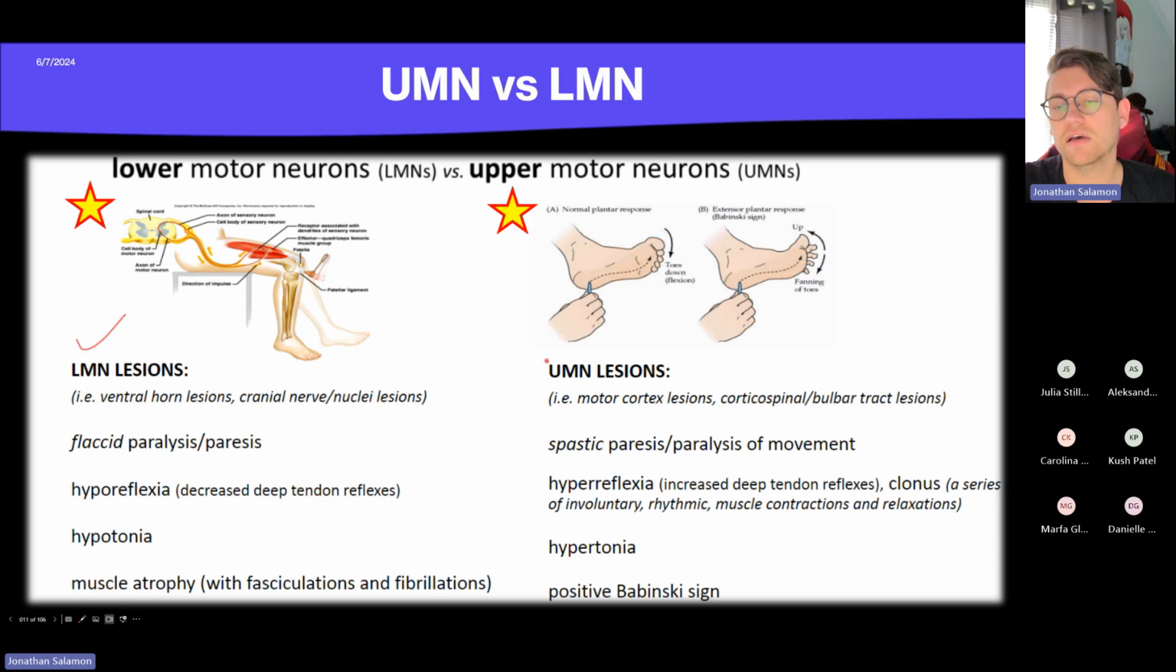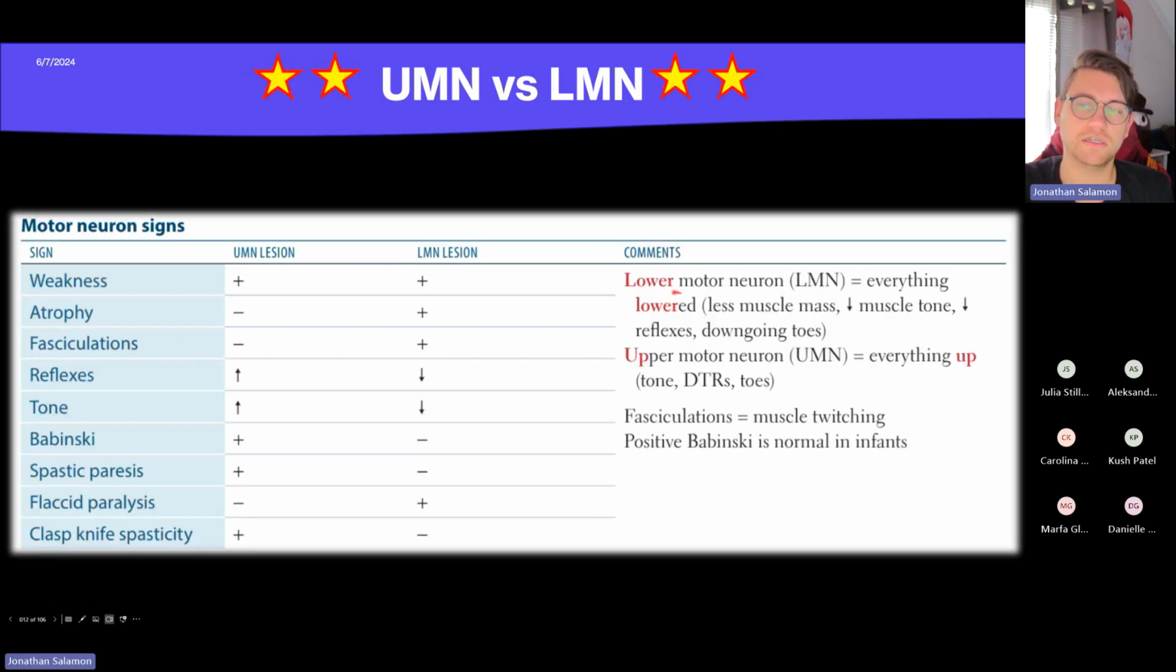Lower motor neuron lesions, upper motor neuron lesions. Babinski sign is huge. Spasticity. This is sort of spasticity, right? This is another good one, right? Just another quick little thing. They talk about clasp-knife sometimes, but you can just think it's a spasticity, right? Spasticity, upper motor neuron lesion.